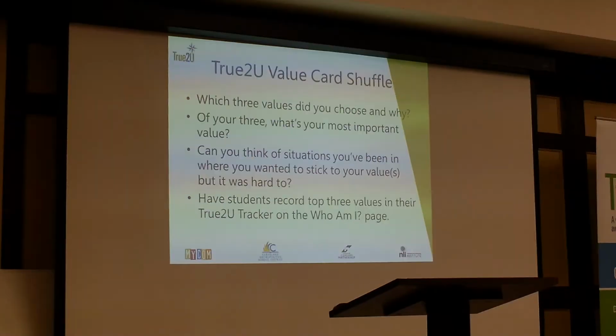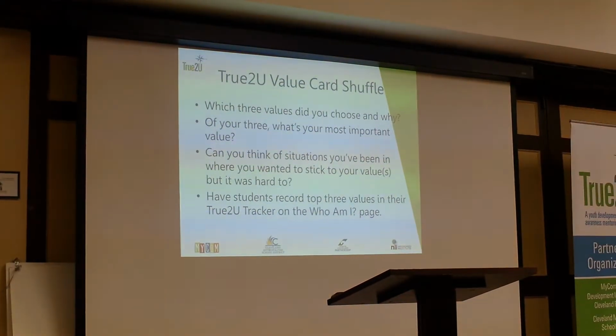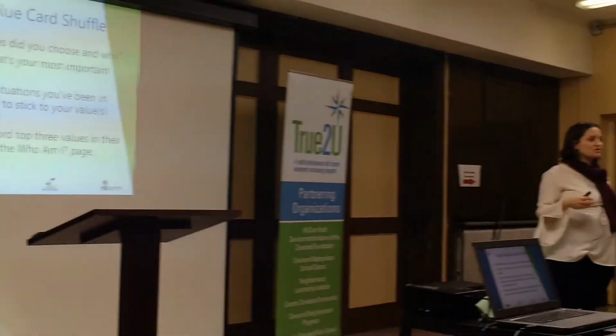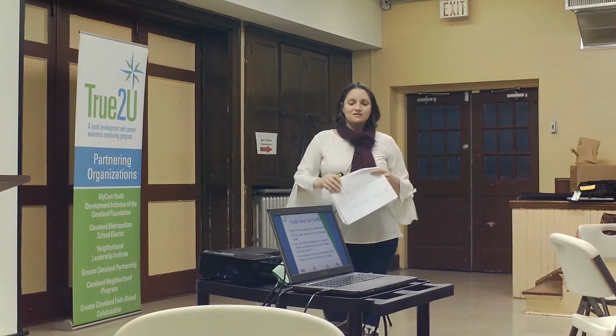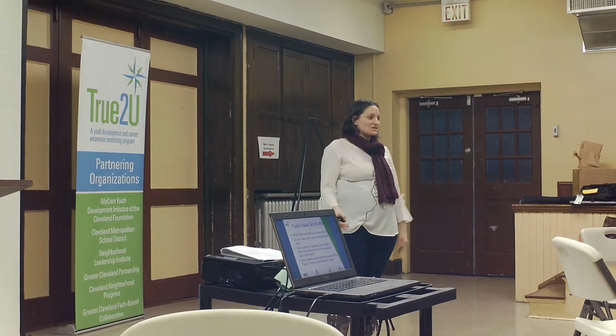And then you can talk to them about situations they've been in where they wanted to stick to their values, but it was hard to. So a lot of times that's true, right? So you have these principles that you want to live by. I'm sure you've all experienced that. But then someone will do something or they'll say something, and your gut reaction, instinct is not to necessarily follow that kindness or that love value. But how do you manage that situation, right? And talk to the 8th graders about that.